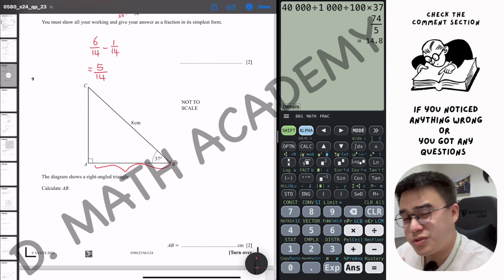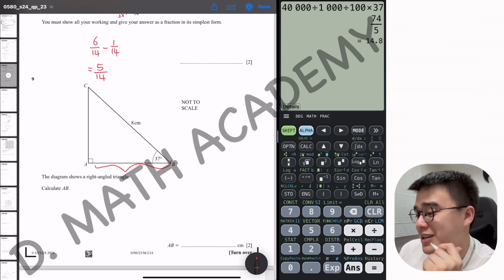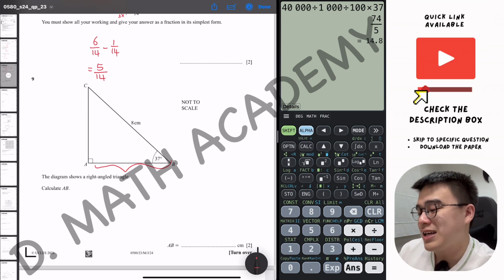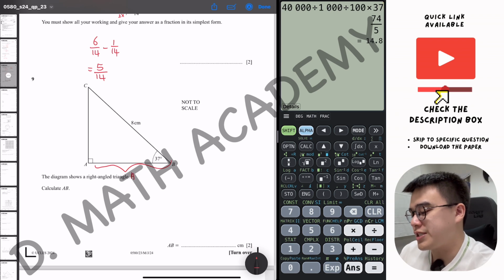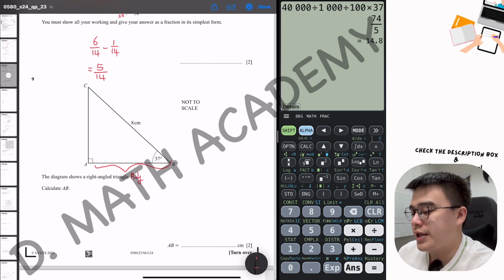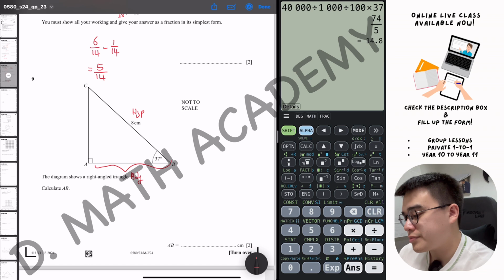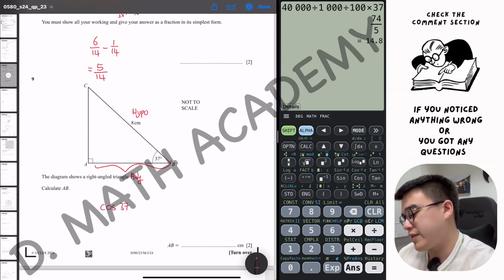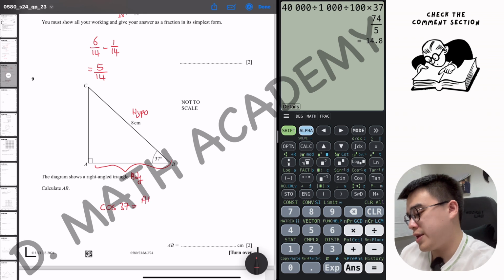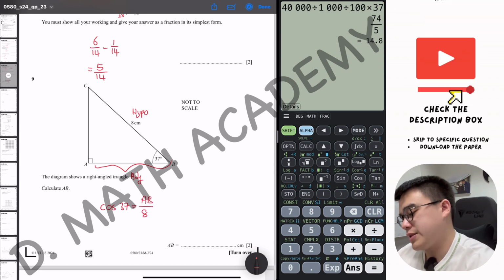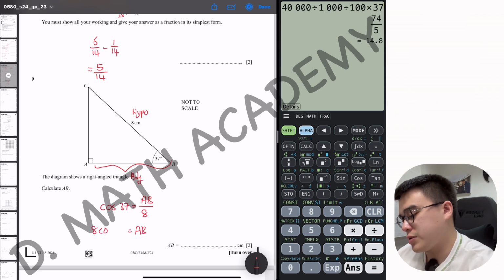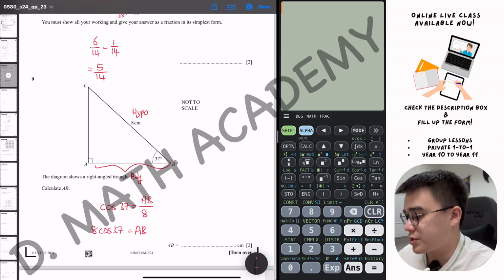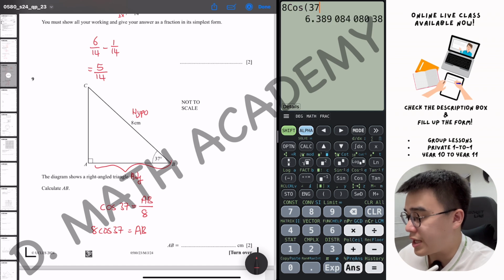It's a little bit unusual because the question was surprisingly easy. AB is actually your adjacent, and then 8 is your hypotenuse. So we'll be using cosine 37 equals AB over 8. When you make AB the subject, you will get 8 cosine 37. So just multiply it out, 8 cosine 37.